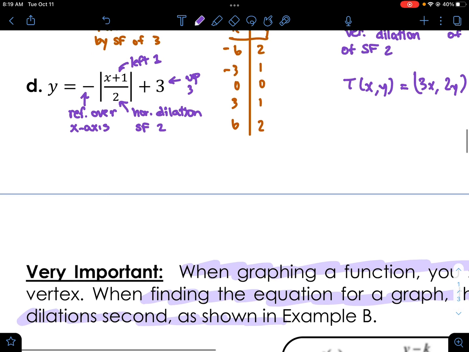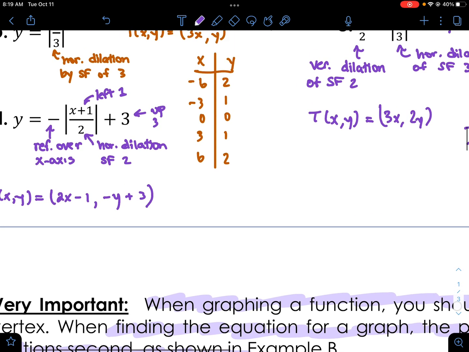And so if we're going to write this mapping notation, we have to figure out what's affecting our x values. The first thing that we see is this is written as a single lie. So our x values are still lying. It says you're dividing your x by 2, so that means you're going to multiply by 2. So you have 2x, and then you're moving left 1, so it's going to be 2x minus 1. Our y values are reflecting over the x-axis, so it's going to be opposite y plus 3. And then you take your parent function to create your graph.